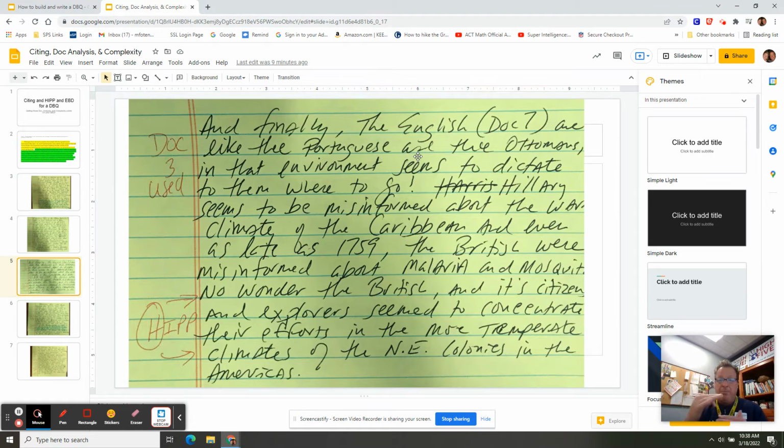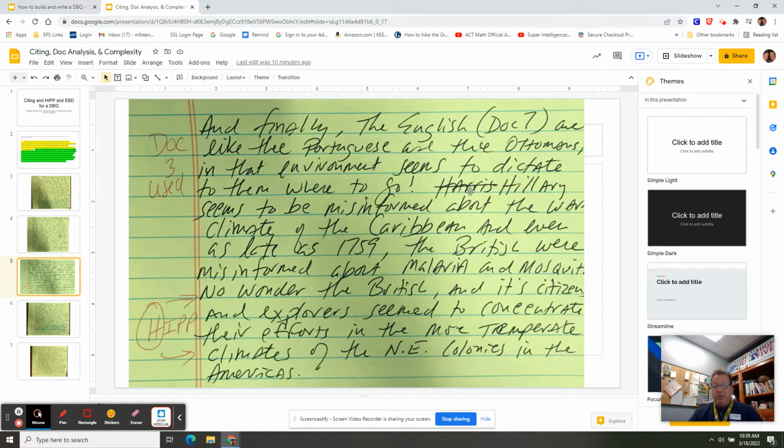Again, this is all still one paragraph. It's my paragraph that talks about those countries and those empires that were trying to empire build, and the environment influenced them to go to different places. And I'm just continuing on with that. There's my parentheses. The English are like the Portuguese and the Ottomans in that environment seems to dictate to them where to go. Hillary, I thought it was Harris. It was Hillary, sorry. So I marked that out. And that's a good point there too.